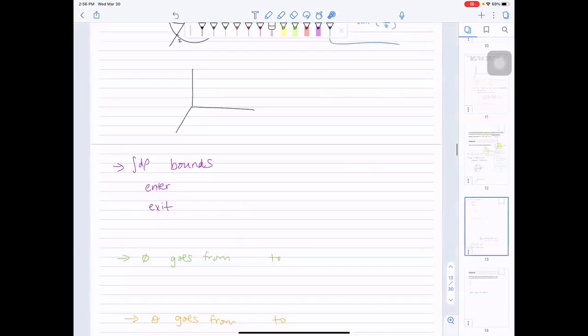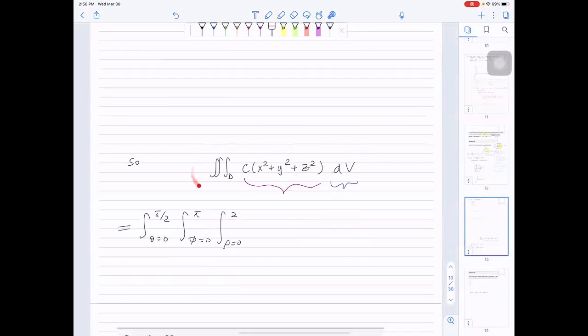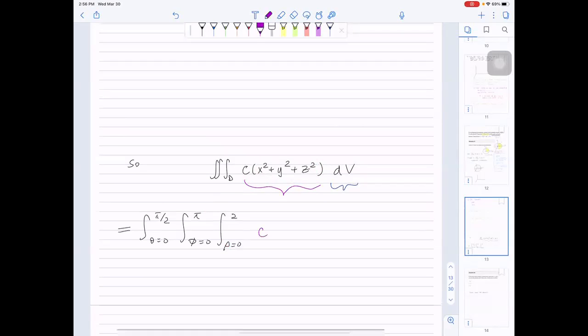Okay, and so when you rewrite your expression, we found the new bounds. This was our probability density function. We have to make sure that we rewrite this in spherical coordinates. So this is c times rho squared, because rho is the square root of this. And then for dV, what should I put for dV?